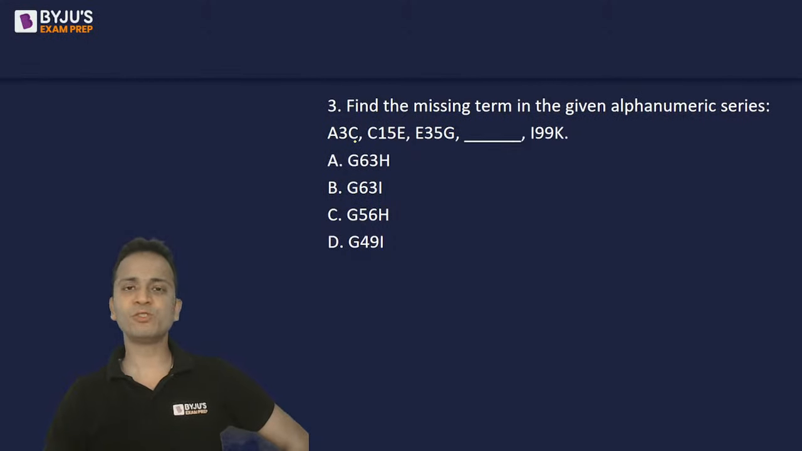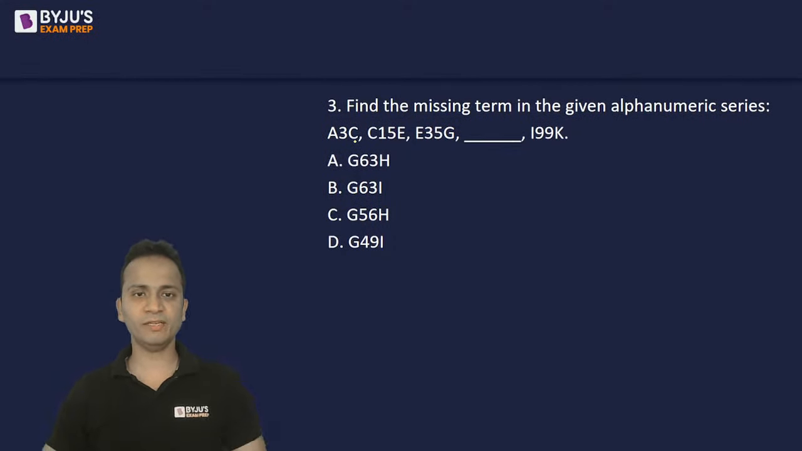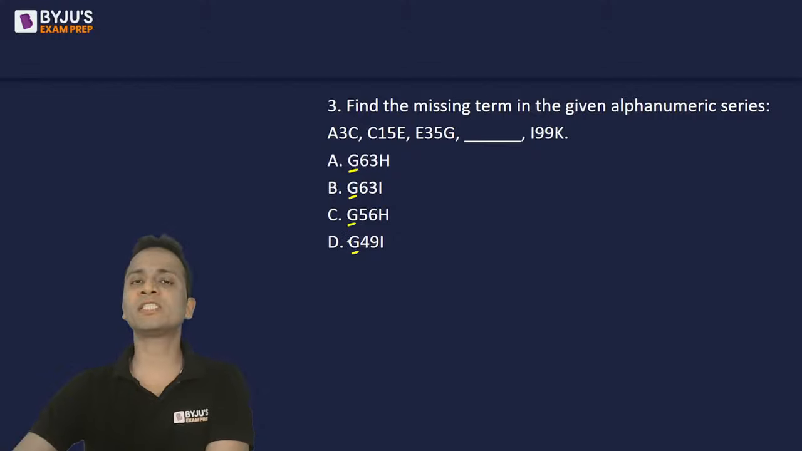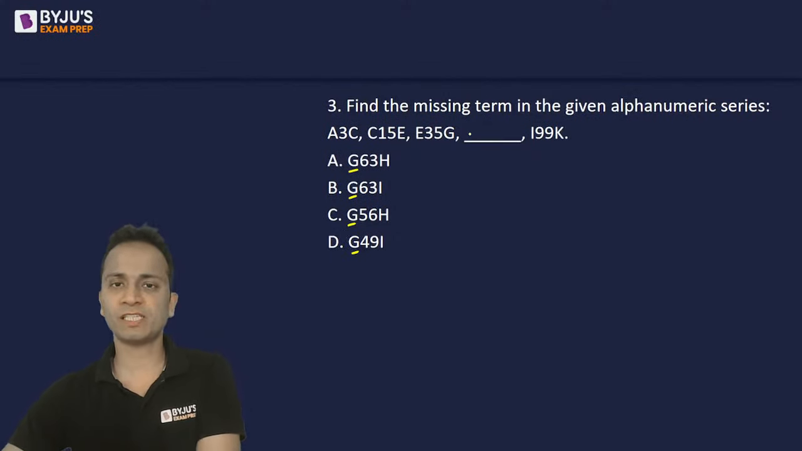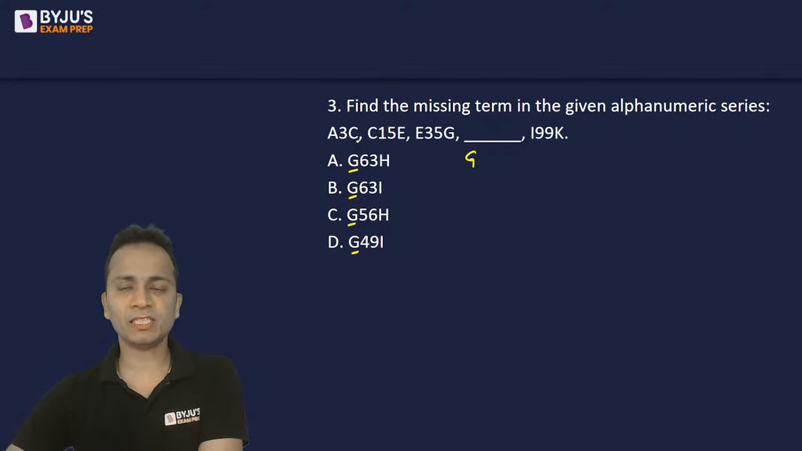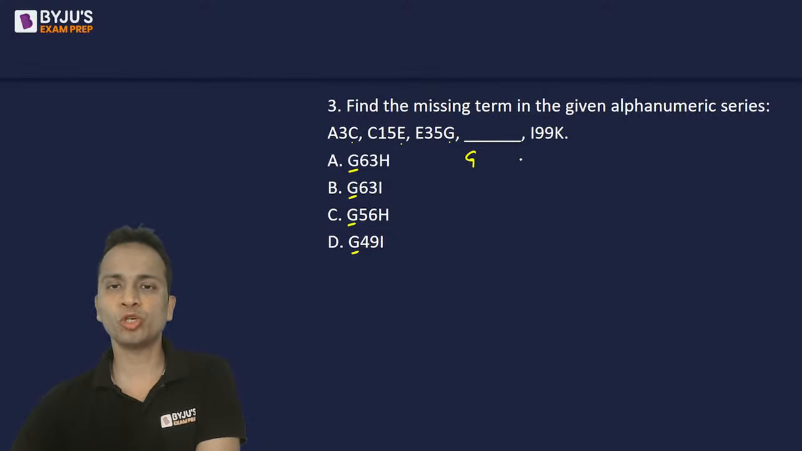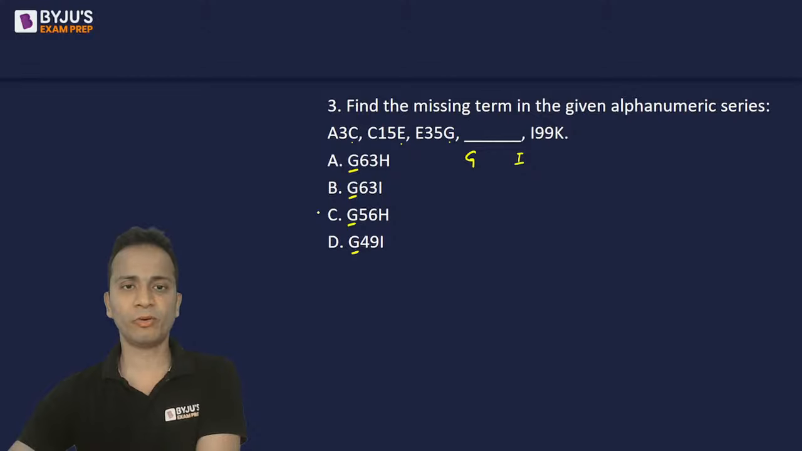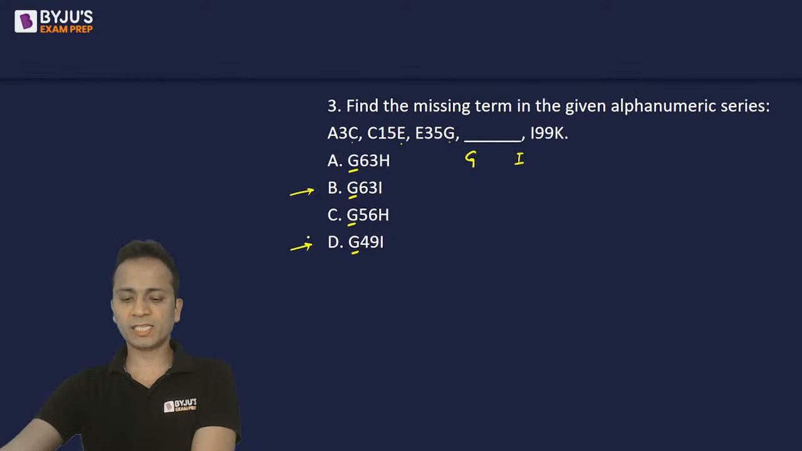I think there should not be any confusion as far as the alphabet is concerned. In all the four options, the first alphabet is G, so there is no need to waste time finding the answer for the first alphabet. The answer should start with G. Now look at the last alphabet: C, E, G, dash, K. Again, they are separated by one. C plus 2 is E, E plus 2 is G, G plus 2 should be I. So my answer should start with G and end in I, right? So I can select two options which follow this condition.